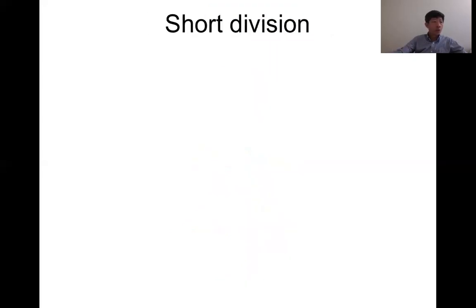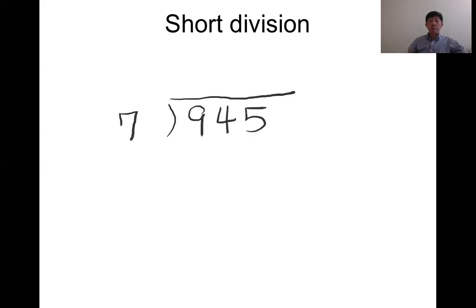Next, short division. Long division makes us write a lot of things, but with short division we don't have to write so much. Like say we have 945 divided by 7.